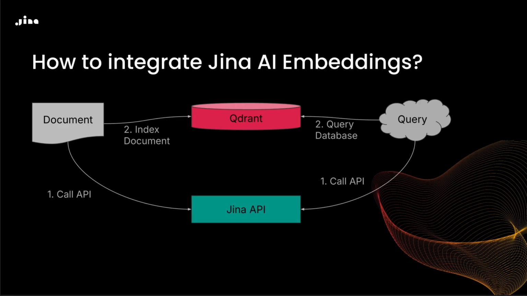When it comes to using our models, you can either use our API or host the models yourself. When using our API, you first need to send your documents to our API in order to get the embeddings. Afterwards, you can store the documents, including the embeddings, in the Qdrant vector database. When querying, the same applies. First, you send the queries to our API, and afterwards, you can query the database. By the way, you get 10 million free tokens when using our API for testing.